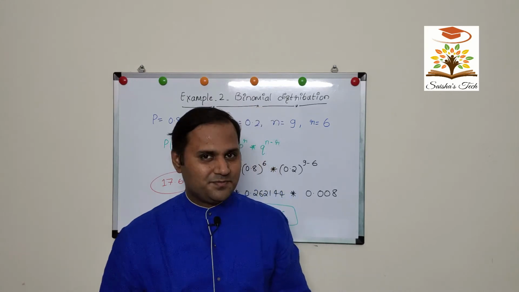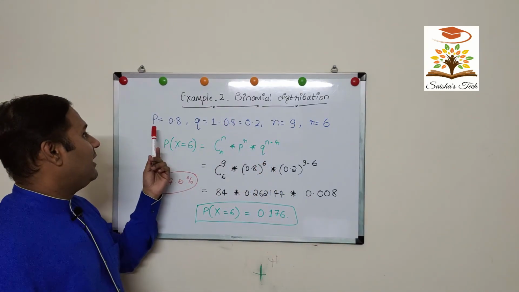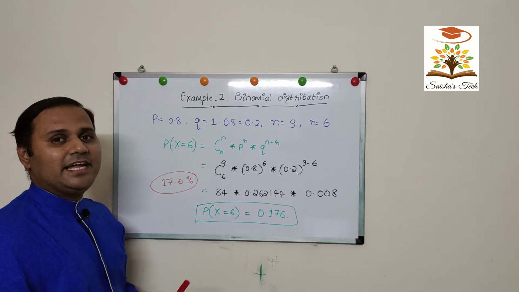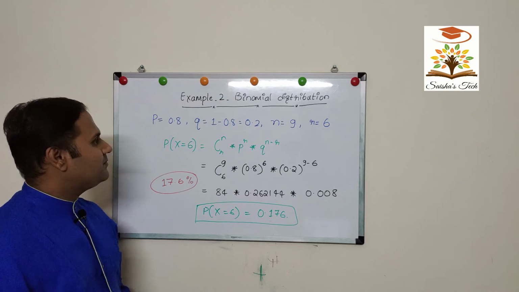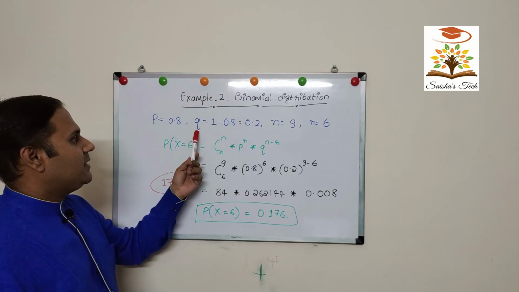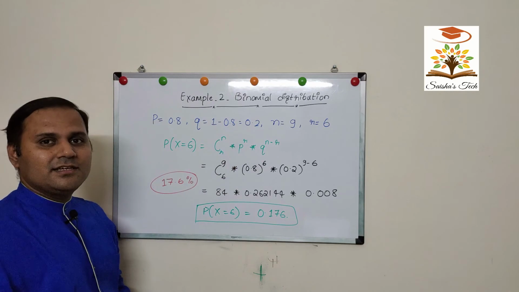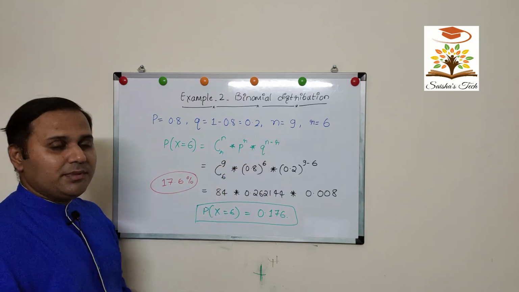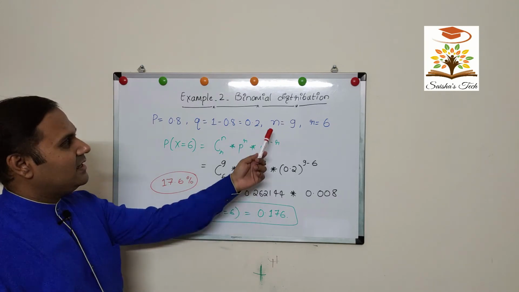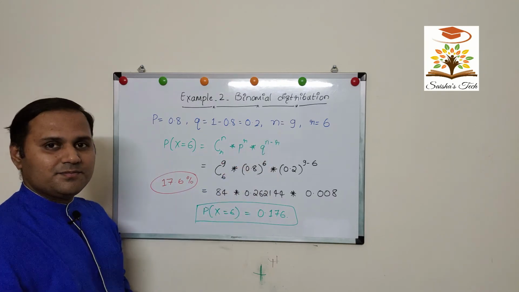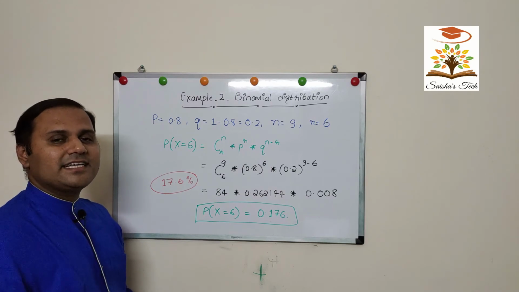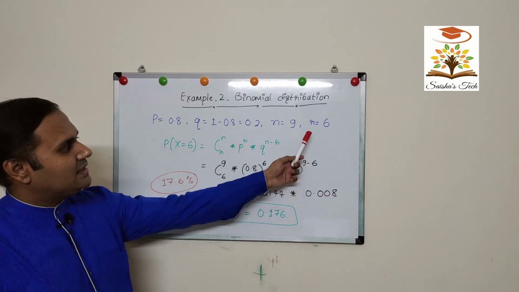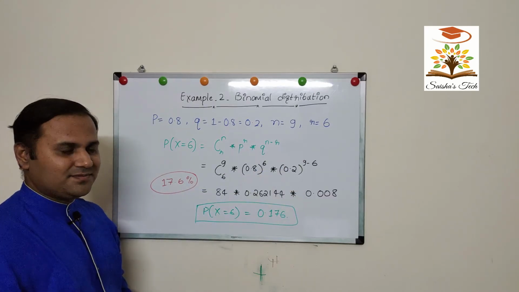To solve this problem, we have probability of success as 0.8, that is 80% of the people are women. Then probability of failure would be 0.2, that is 1 minus 0.8. We have randomly chosen 9 people from the group. That's the reason the n attempts are 9, and we want to identify exactly 6 people are women in the selected group. That is, r is equal to 6.